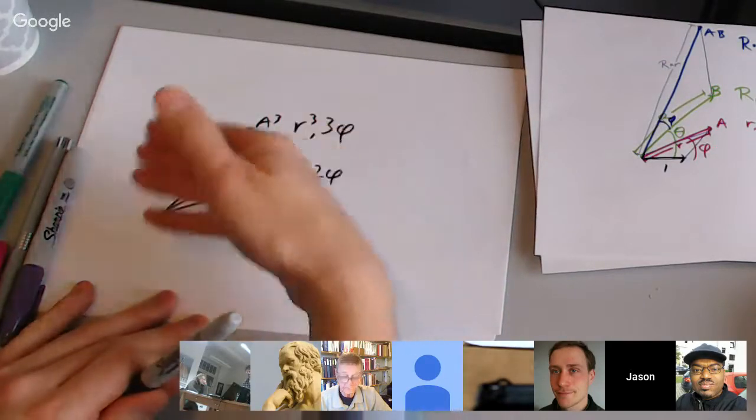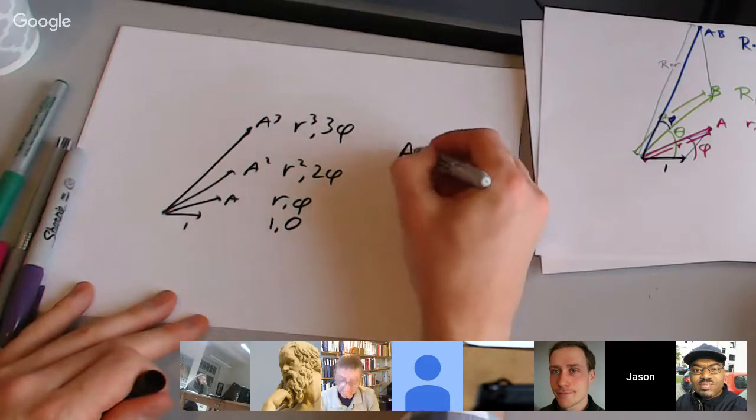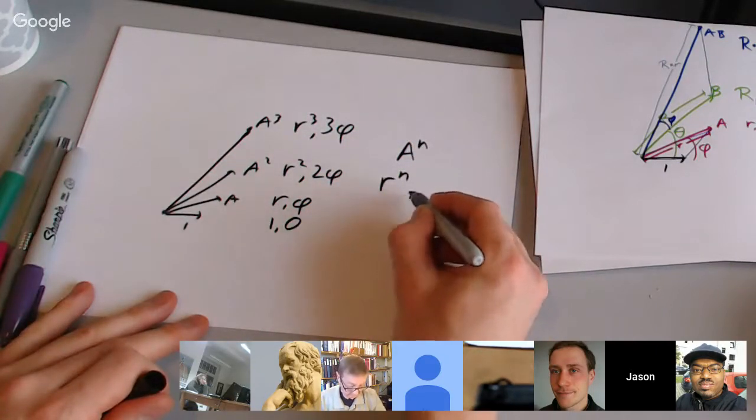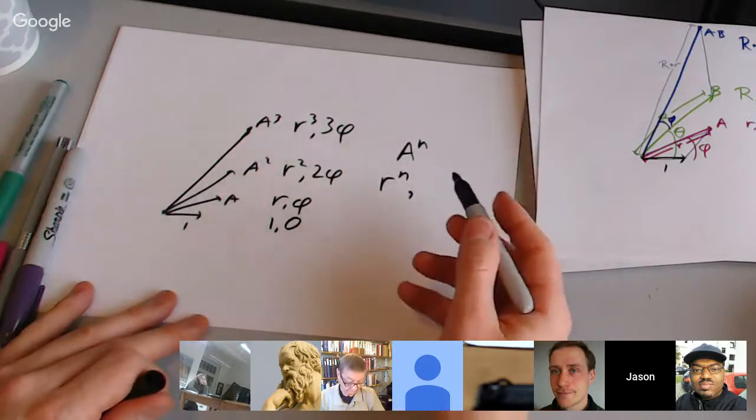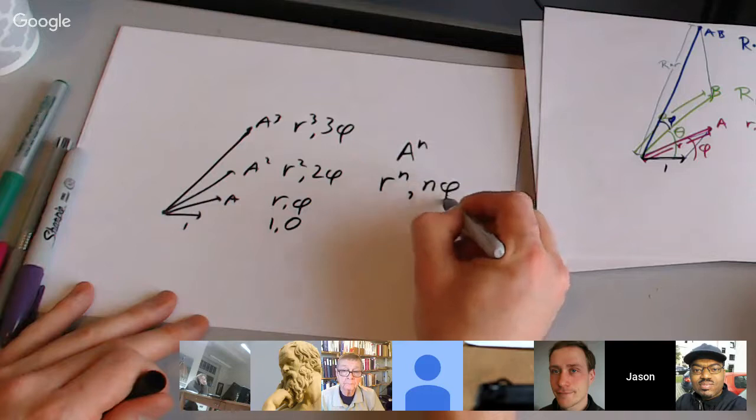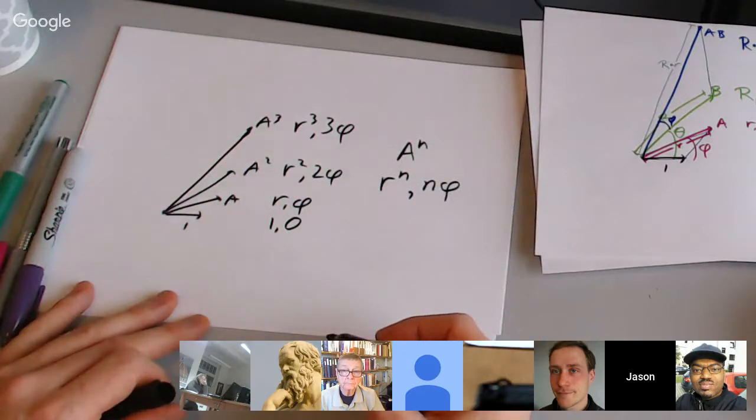That is, if we went up to a to the n, it would be at a distance of r to the n. The length would be taken to that power, and the angle would be multiplied n times. Okay?